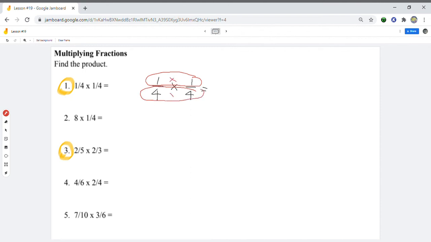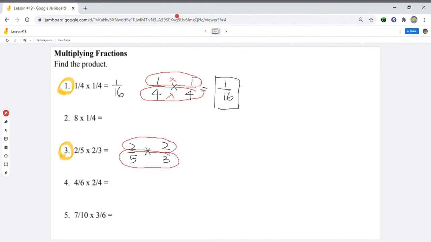So what's 1 times 1? Well, that's 1. And what's 4 times 4? 16. And that's just it. Multiplying fractions is a whole lot easier than adding fractions. So number 3 over here is 2/5 times 2/3. And again, yes, you notice they have no common denominator, but it doesn't matter when you're multiplying because all you have to do is multiply across.